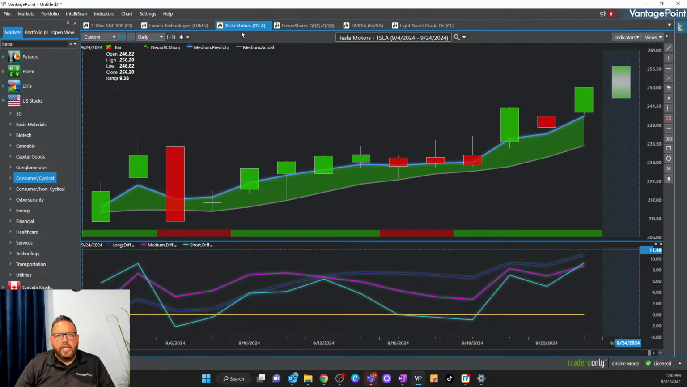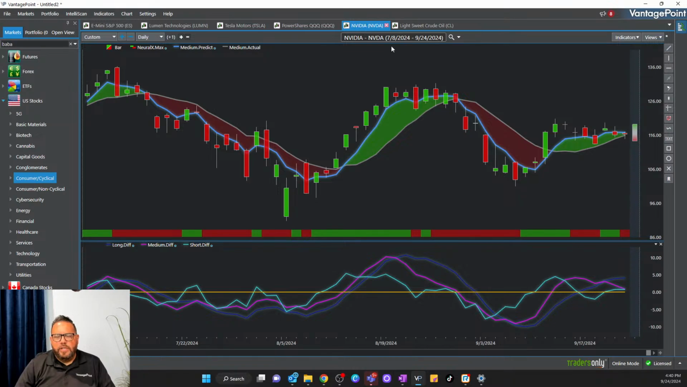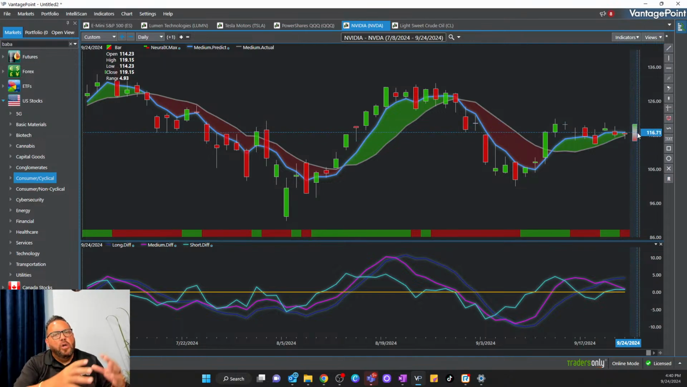Here's Tesla. Here's NVIDIA. Did VantagePoint say NVIDIA was expected to move higher? Yep, the trend was expected to move higher. The shaded area is green. We got a little bit of weakness in the trend, but momentum on the short term and the long term was expected to move higher. We were predicting a higher high, but potentially a lower low. So all in all, VantagePoint is saying NVIDIA was more to the bullish side.